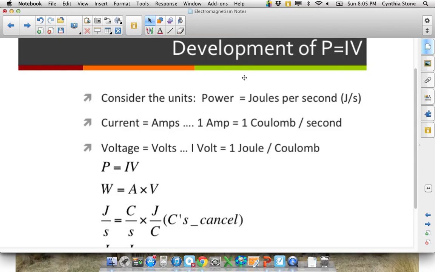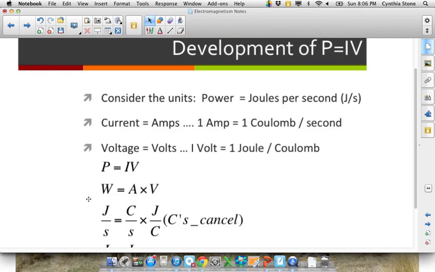In the last unit, the energy unit, we talked about power being work or energy divided by time, and joules per second. And that's still the same thing. It's still joules per second. But an amp is a coulomb per second. It's the amount of charge per second, or effectively the number of electrons per second. And a volt is a joule per coulomb.